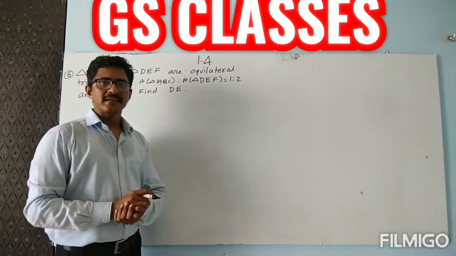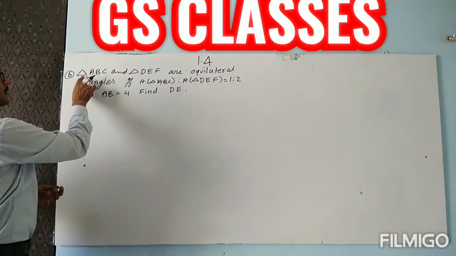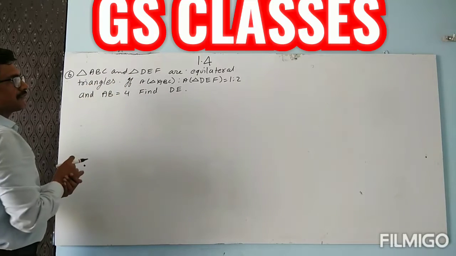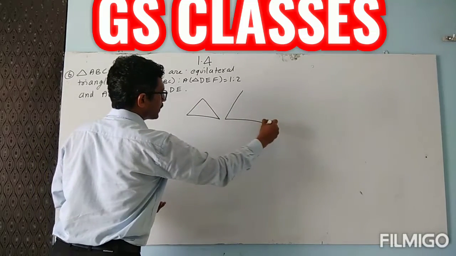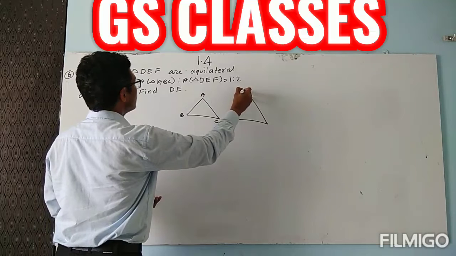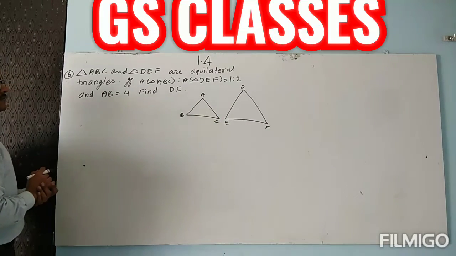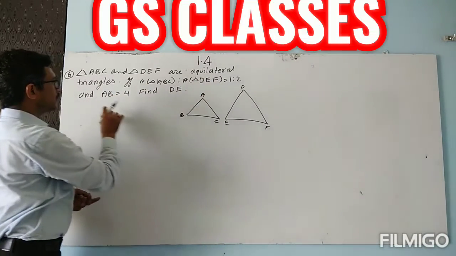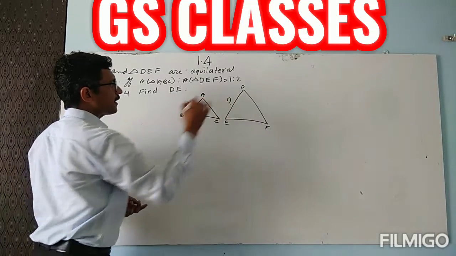So, hello students, let's continue with the sixth question. Children, in this question they are telling you there are two triangles ABC and DEF and they are equilateral triangles. Only this much they are informing. If the ratio of their areas is this much, AB is 4, then DE they are putting under the question mark.